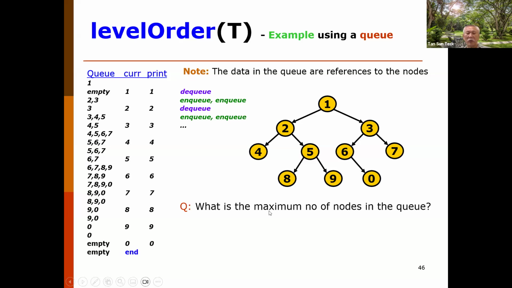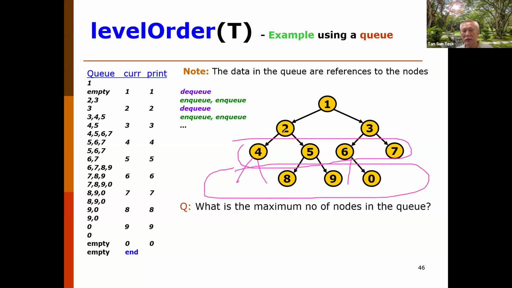Now the question is, what is the maximum number of nodes inside the queue? If you think about why we ask this question, the idea is that if you want to use an array to represent this queue, you have to be careful, because we do not know how many nodes will be inside. If you make an observation, the number of nodes is here. If it is a full tree, then the maximum queue is actually this whole level. So this is just an estimate.